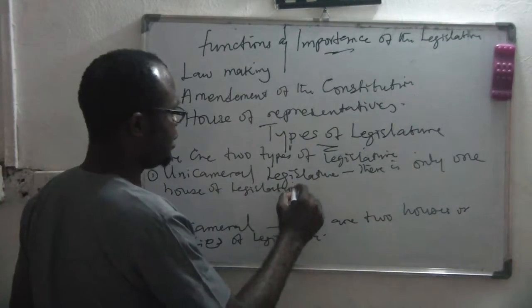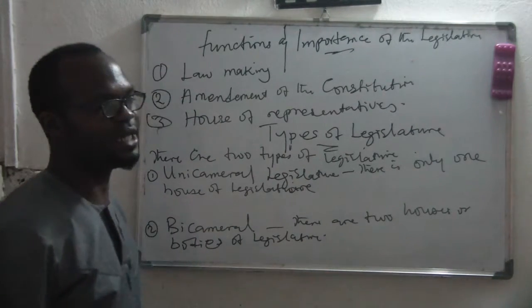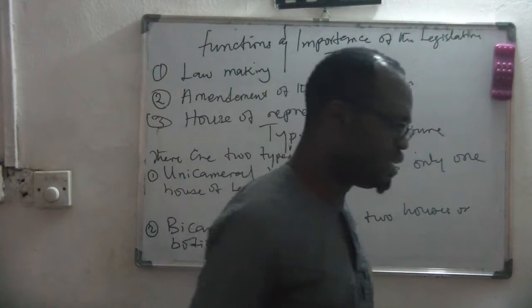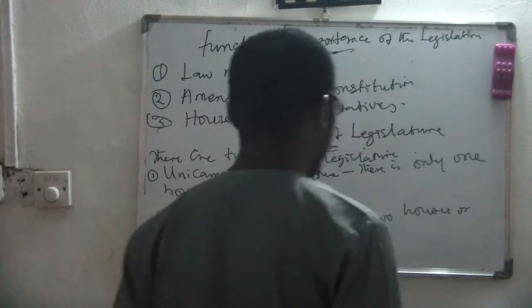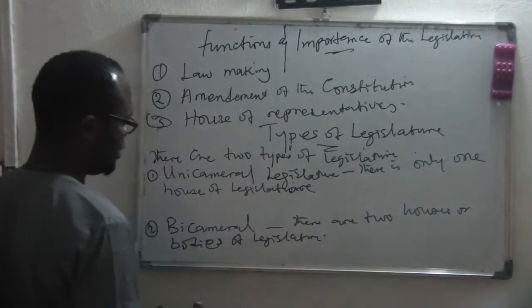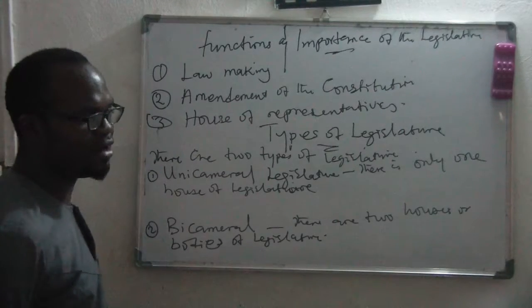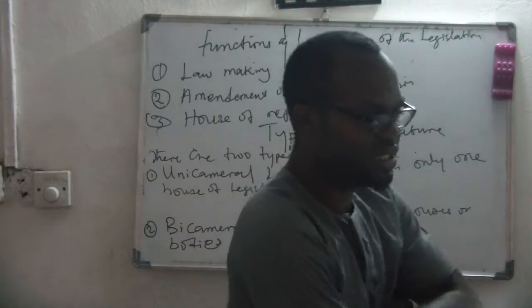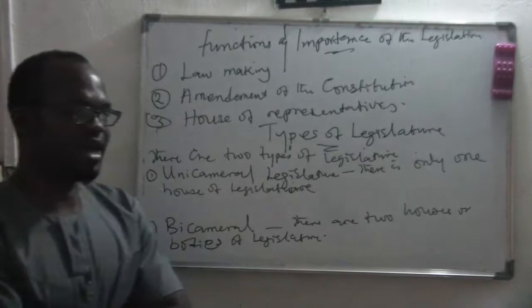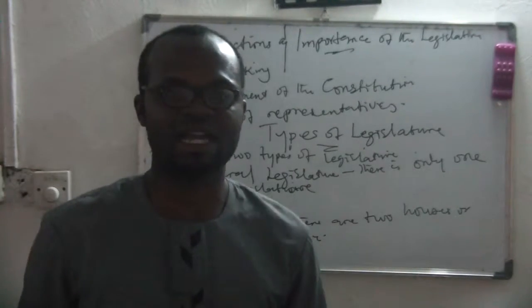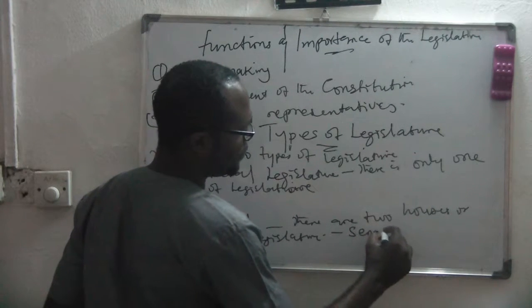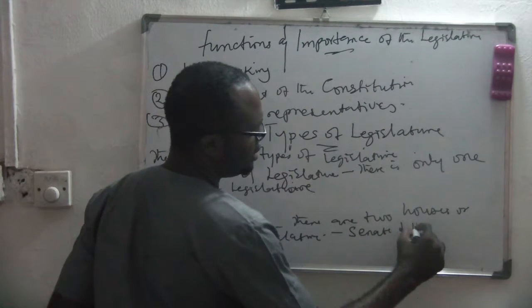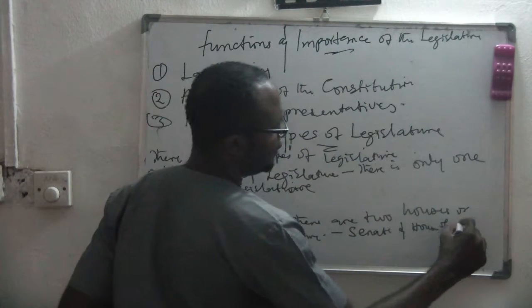You understand? When there is only one body, we call it unicameral. Is that clear? But when there are two houses, we call them bicameral. In Nigeria, what kind of legislature are we practicing? Bicameral. In Nigeria, we practice bicameral because we have the Senate and the House of Rep.